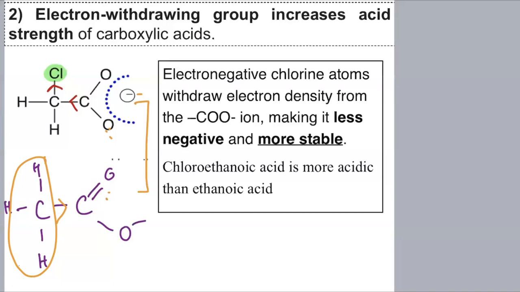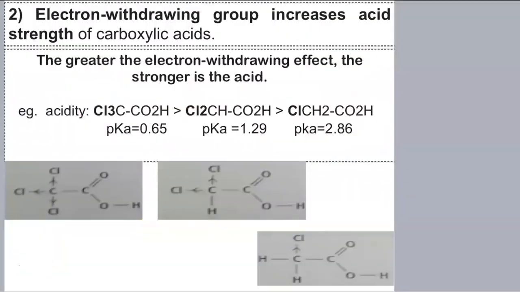Also, don't get confused with the arrow. I hope that arrow is easy to understand, but I've had students in the past who cannot see what the arrow is doing. Basically, the arrow is just showing you the direction of the electron density. You push electron density into COO minus, and you withdraw or pull away the electron density from the COO minus. Okay, let's have a look at these 3 different chloroethanoic acids.